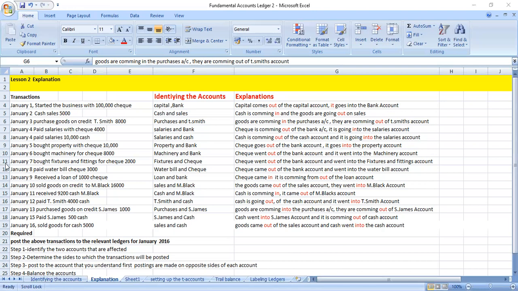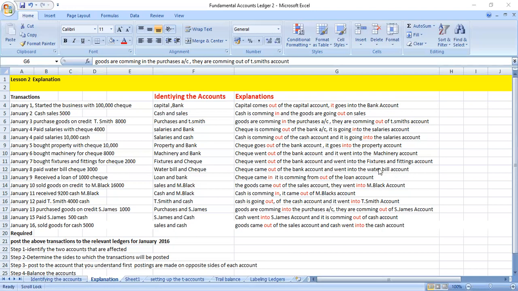return. January 8th, paid water bill with check $3,000. All right. Two accounts affected are water bill and bank, right? Water bill and bank. The check came out of the bank account and went into the water bill account, right? So you took some money out of your bank account and that went into the water bill account.